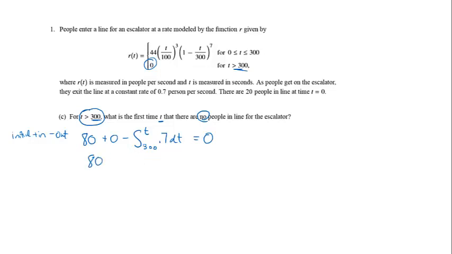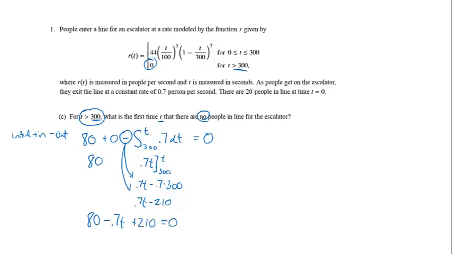So then from here, I'm going to go ahead and calculate this integral. We do get to use our calculator for this, but it's not going to help me because the t's there. So the antiderivative of 0.7 would be 0.7t. I'm going to be evaluating at t and 300. So when I do that, I'm going to get 0.7t minus 0.7 times 300. And that is going to give me 0.7t minus 210. But please notice there's a minus sign that's going to get hooked to both of those. So when I rewrite this, I'm going to have 80 minus 0.7t plus 210, and I'm going to set that equal to 0.